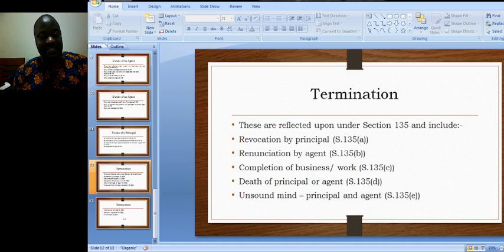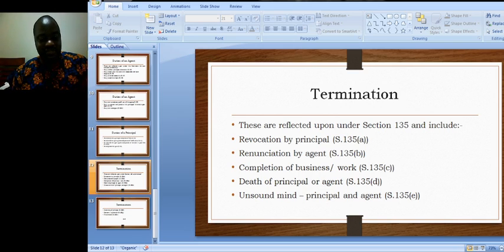Lastly, under the law of agency, we want to know how this relationship comes to an end. And that's what we mean by termination. And this is reflected upon under section 135 and includes the following. Revocation by principal, when the principal is no longer interested in continuing with the agency relationship. That is under section 135A. Renunciation by agent, when the agent is no longer interested in the relationship. That is under section 135B.